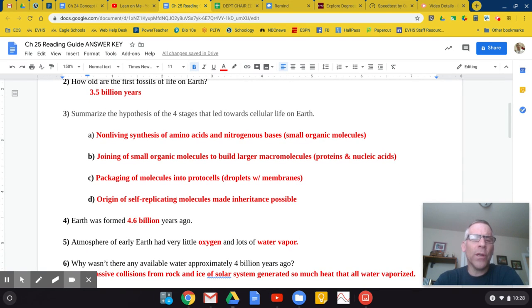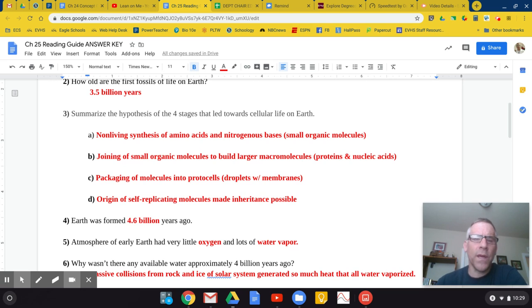And what we want to look at number 3 is the hypothesis of the 4 stages, kind of the step-by-step of, based on what we know and understand, what we are looking at potentially occurred to lead towards cellular life. Well, we have to start with molecular first. Before there were even cells, there were molecules here on life. And most of them were just inorganic molecules.